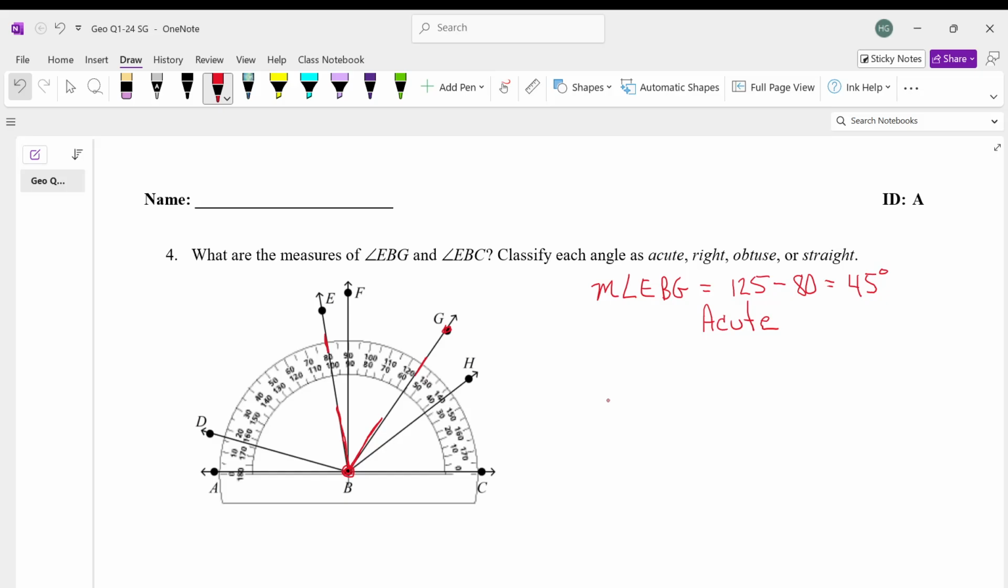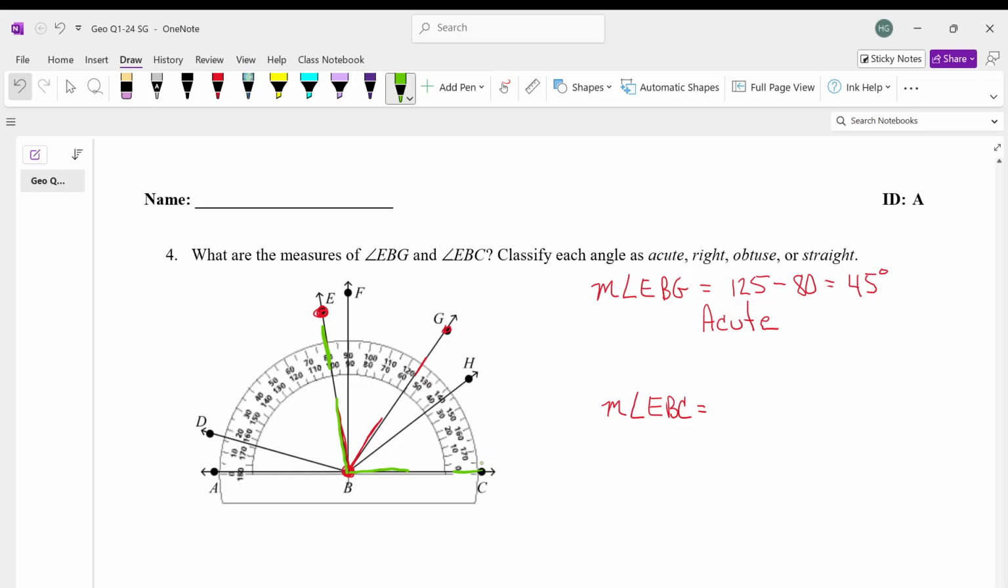Now we need the measure of angle EBC. So we're starting at E again. We're going down to B, and now we're going over to C. E, down to B, and over to C. So right here, C is at 0 and 180, and E is still on 80.